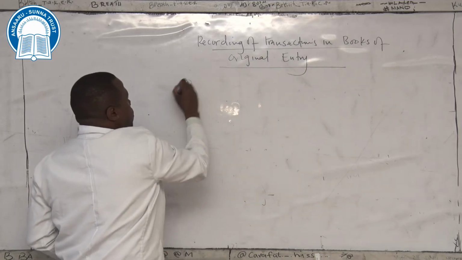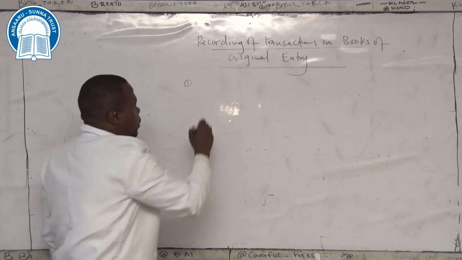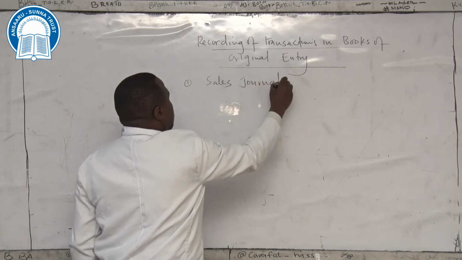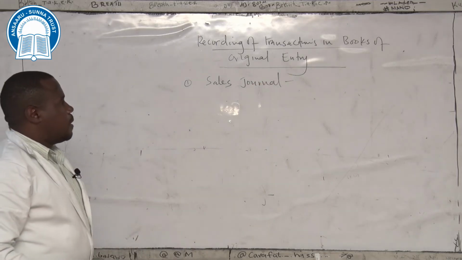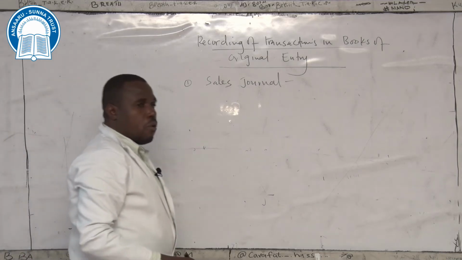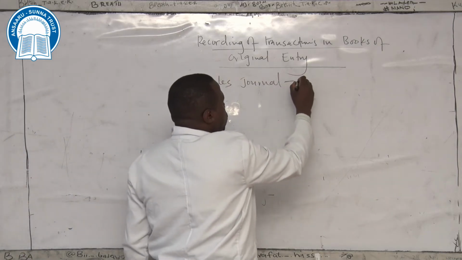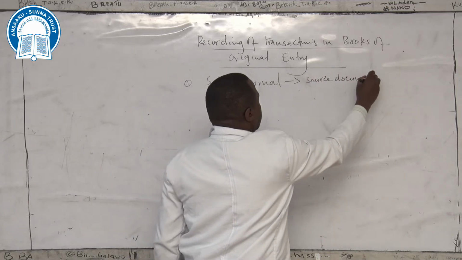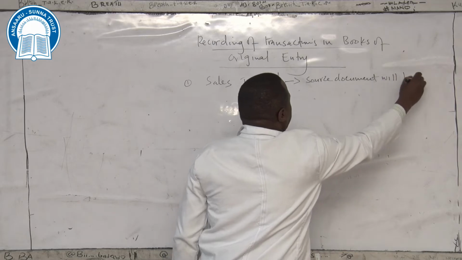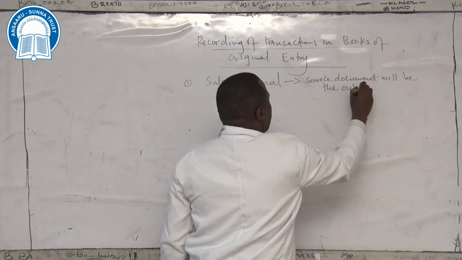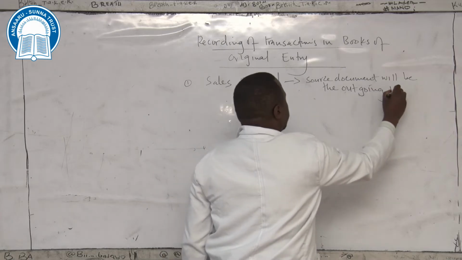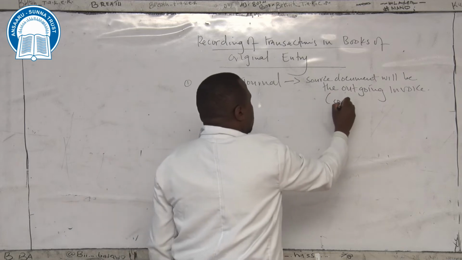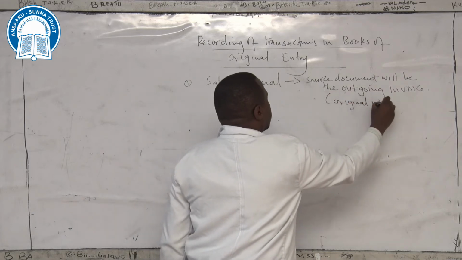Let's start with the first one, which is the sales journal. The sales journal is the book of original entry, and the source document for the sales journal will be the outgoing invoice. Outgoing invoice means the original invoice.